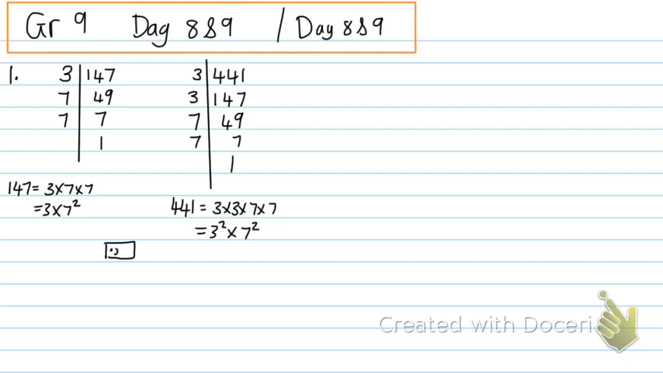Now, you can test this by using this button on your calculator. Shift of this button. Above that button, you'll see it says fact. So I put in 147 is equal to, then the shift fact, that button. Then it will give me 3 times 7 squared, just to check if I'm correct.